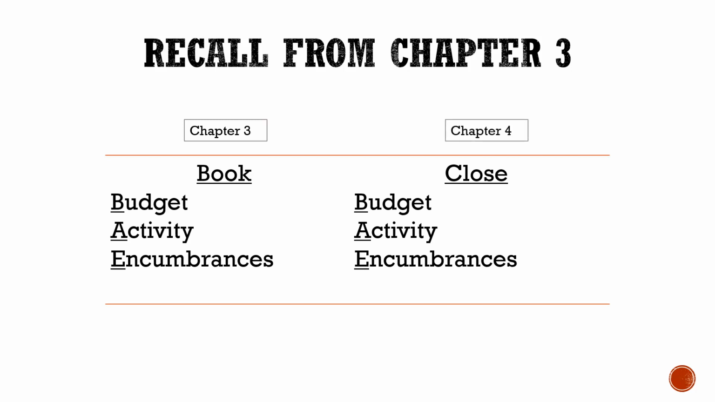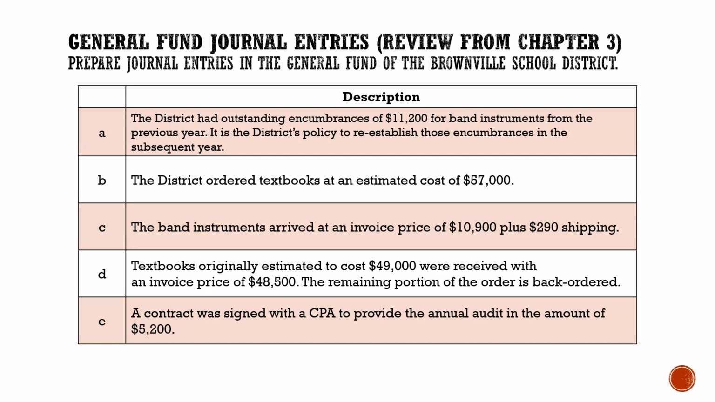So in chapter 4, we're going to have a closer discussion about closing out those accounts, right? So remember, closing out accounts, we're going to close accounts that are temporary. So typically speaking, it's going to be revenues, expenditures here in the government side of things.